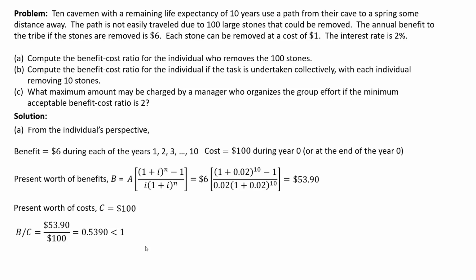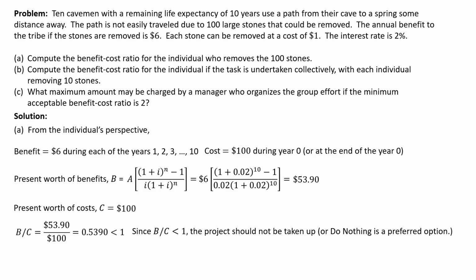And so, what should we do? Any idea? Benefits are less than costs, right? Common sense tells us, in that case, don't do it. Yeah, there are some benefits, but it costs more than it benefits. So don't do it. Since B over C is less than 1, the project should not be taken up. That's an important thing to know. That means do nothing is a preferred option compared to a single individual moving all the 100 stones at a cost of $1 per stone. That is a bad idea. So it's better that individual does not do it, and do nothing is better than that.